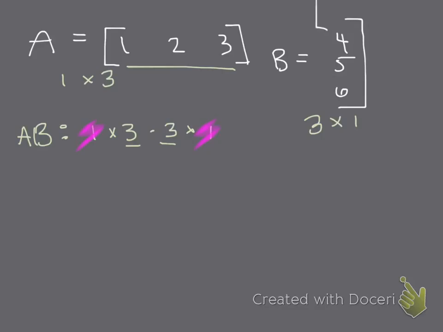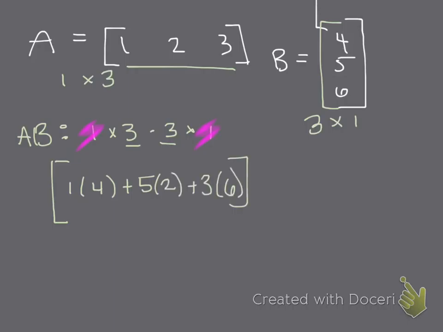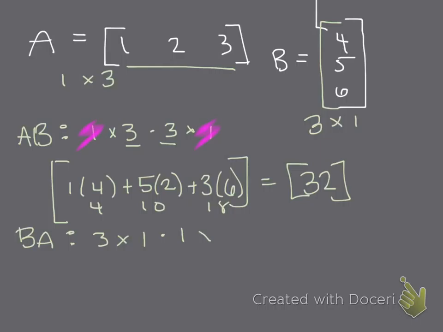So when I put these together, I'm going to have a 1 by 1, and I'm going to get that by doing 1 times 4 plus 5 times 2 plus 3 times 6, which would equal 4, 10, 18, so 28, 32. So my 1 by 1 matrix is going to equal a 32. Now, when I do it the other way, B times A, I'm taking a 3 by 1 and timesing it by a 1 by 3. So my result's going to actually be a 3 by 3.